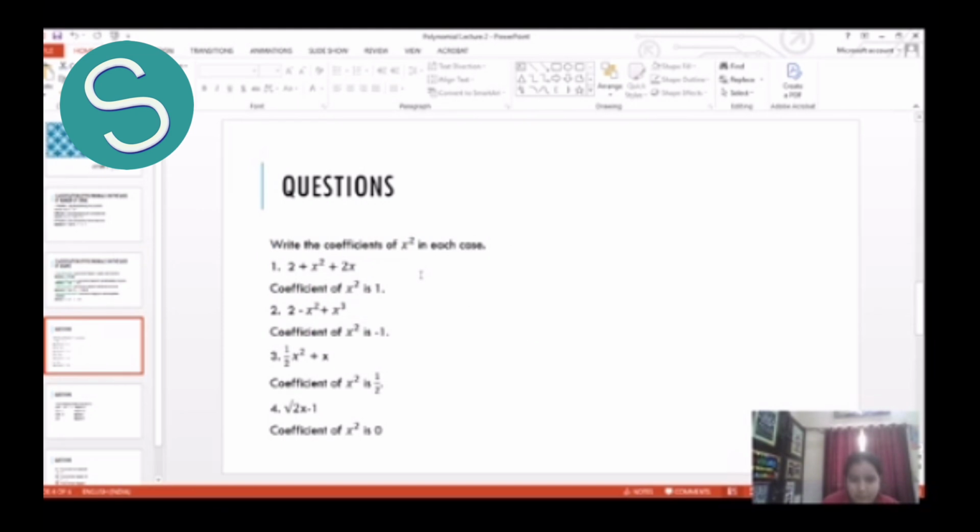Now we will do some questions. So first is write the coefficient of x square in each case. So coefficient का मतलब होता है कि जो भी हमारा वेरिएबल है, that is here x square, तो जिस भी न्यूमेरिकल वैल्यू से मल्टीप्लाई होता है वो उसका कोफिशिएंट होता है. So in first question 2 plus x square plus 2x, जो x square है उसका जो कोफिशिएंट है वो 1 होगा क्योंकि x square के साथ कोई भी न्यूमेरिकल वैल्यू नहीं है, so it must be 1 with it.